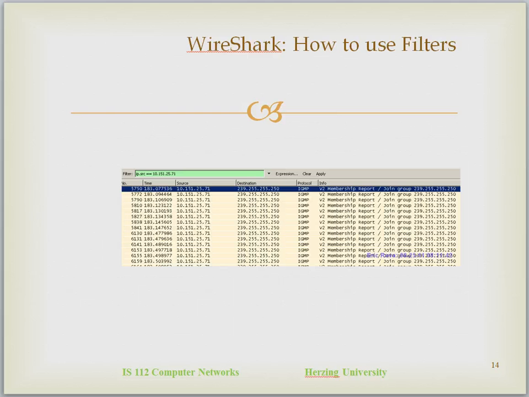Change the filter below if you want to find the source of one IP address, in this case 10.151.25.71.